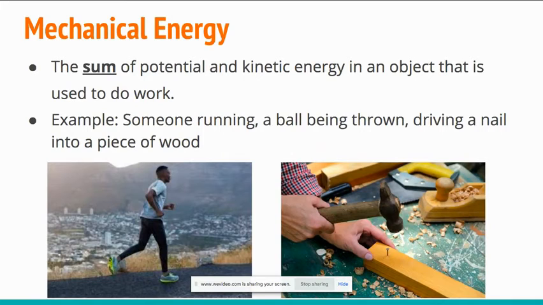Mechanical energy. Now, this is the weird one. We just listed all of the different types of potential energy that are stored and released through other actions. Now, let's talk about the fact that mechanical energy is potential plus kinetic in an object that is used to do work. So, some examples of that is someone running, right? The chemical energy in their body is potential energy, but the movement of their muscles is kinetic energy. So, it's the combination of both things in one action. That's our mechanical energy.